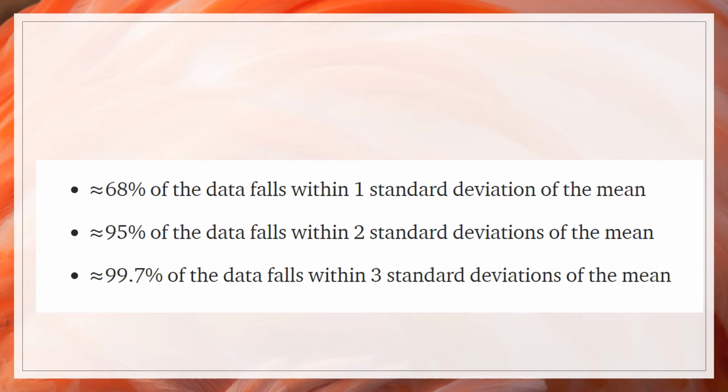The 68, 95, 99.7 rule says that 68% of the data will fall between mu minus 1 sigma to mu plus 1 sigma, within one standard deviation of the mean. 95% lie within 2 standard deviations of the mean, and 99.7% lies within 3 standard deviations of the mean. This is our 68, 95 and 99.7 rule, which is also known as the empirical formula.